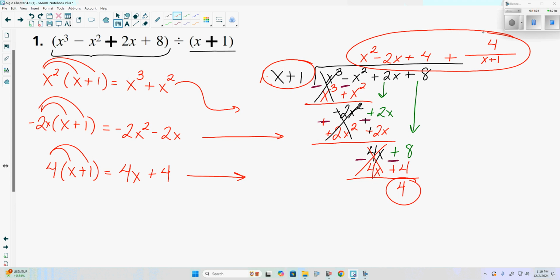if the remainder is 0, we don't have to put the fraction.